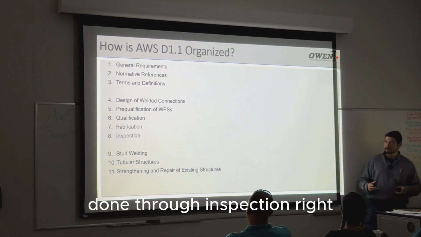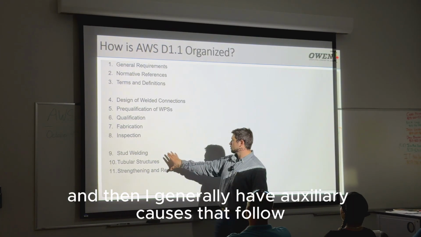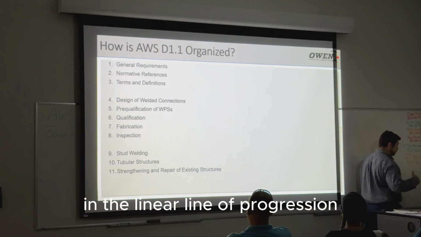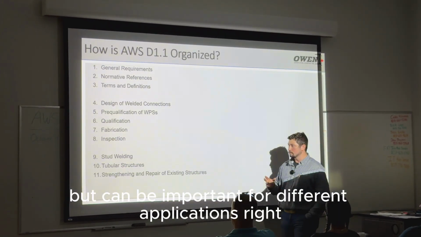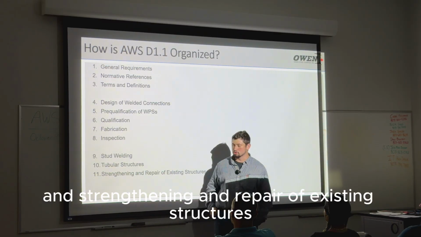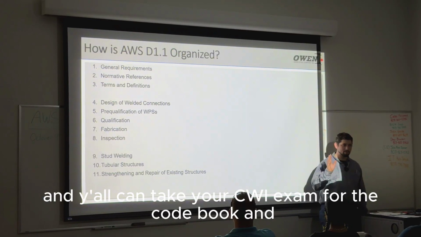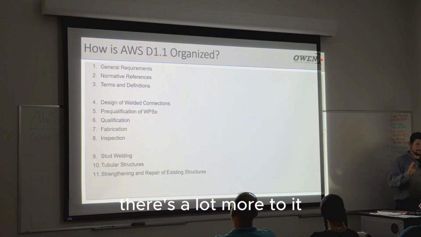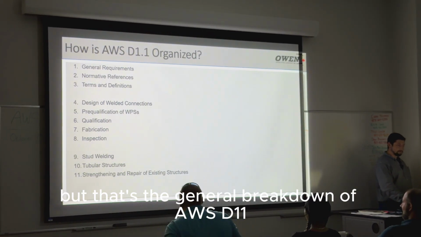Done through inspection, right? And then I generally have auxiliary clauses that follow, right? Something that might not necessarily be in the linear line of progression, but can be important for different applications, right? Things such as stud welding, tubular structures, and strengthening and repair of existing structures, right? So now all of y'all are experts and y'all can take your CWI exam for the code book and pass it, right? Yeah, it's just that easy. There's a lot more to it, but that's a general breakdown of AWS D1.1.